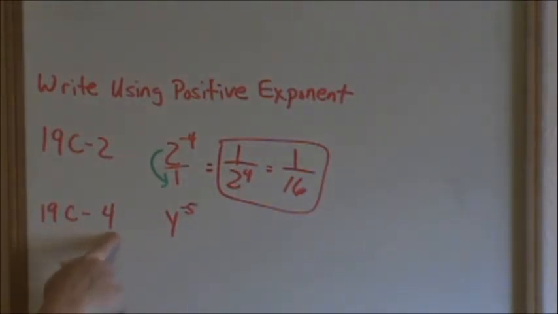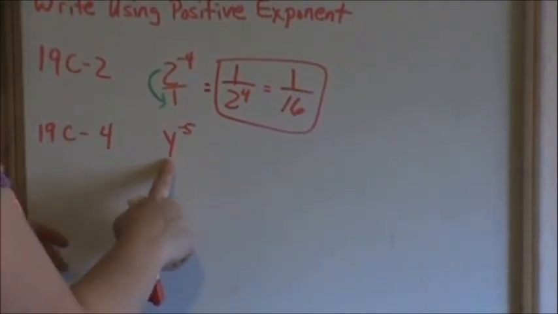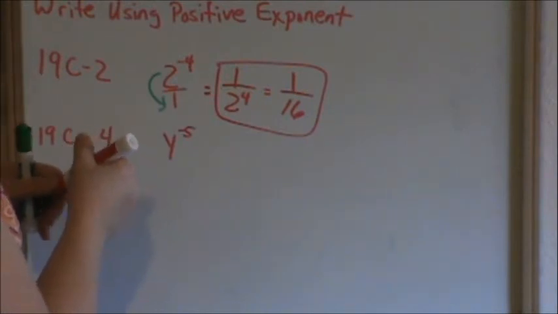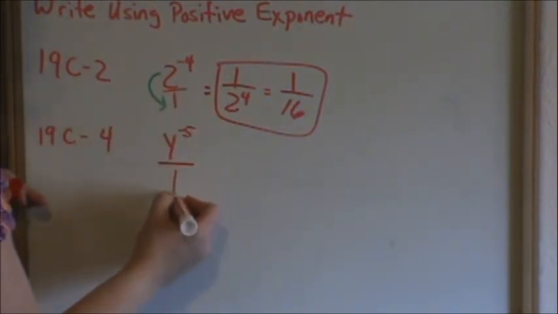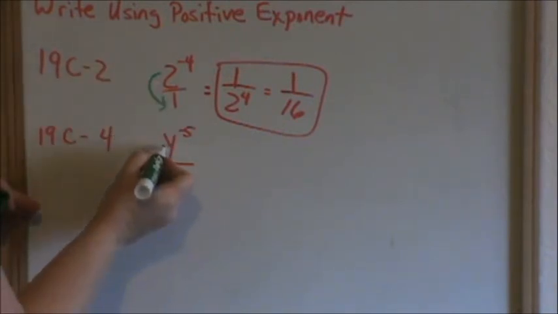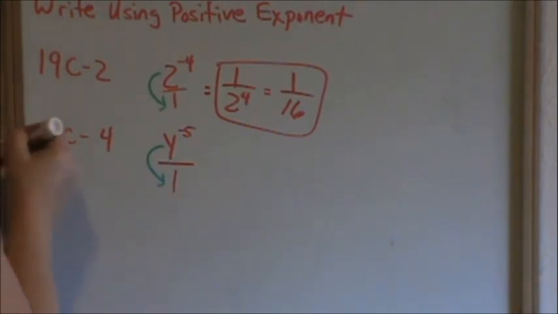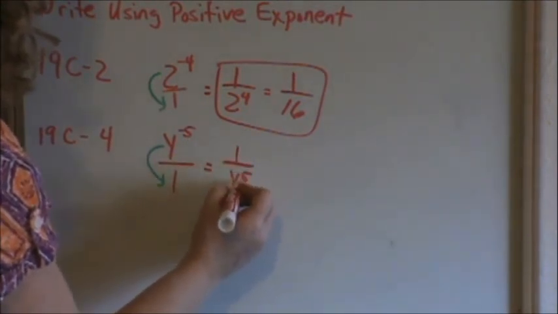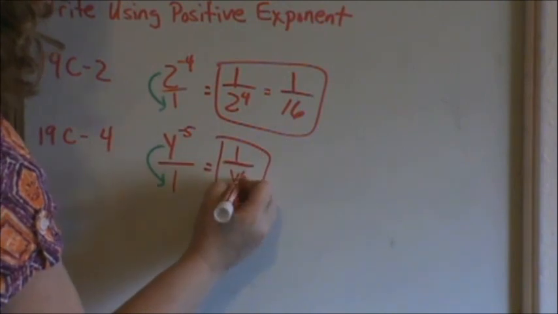Looking at 19C number 4, you have y to the negative 5th. They want you to make it a positive exponent. In order to change the sign of the exponent, you change the place of the base. Right now, this is like y to the negative 5th over 1. I want to change the place of the base. Right now, it's in the numerator. I want to move it to the denominator so that I can make that exponent positive. So this now becomes 1 over y to the 5th.